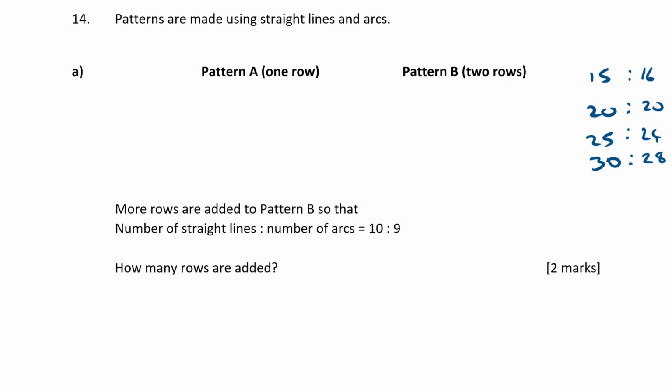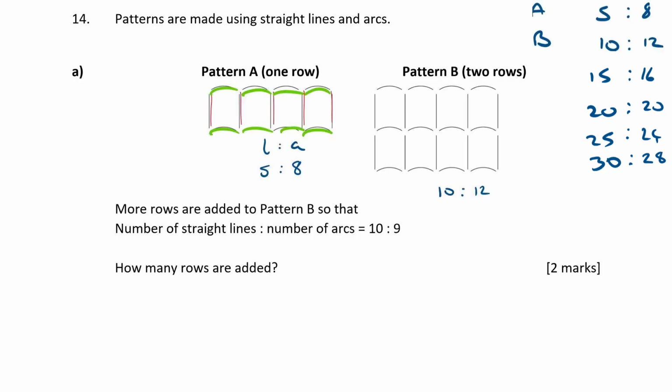Okay. So we're looking for the one that has a ratio of 10 to 9. Are we there yet? Don't think so. I think we're going to have to go on a bit further, aren't we? So the next one is going to be 35, 40, 45. This one is going to be 32, 36, 40. I think that one was promising.